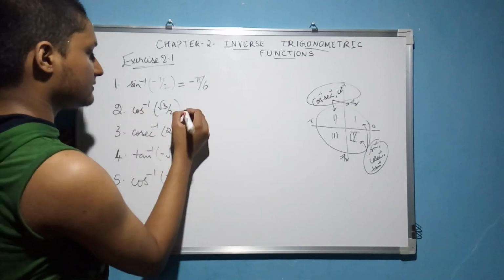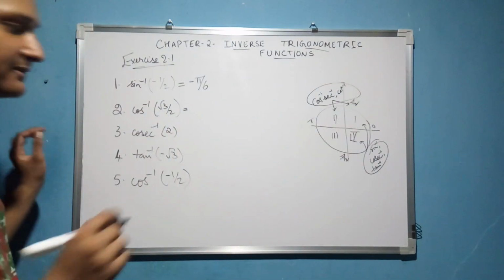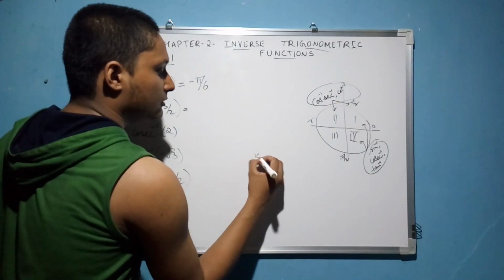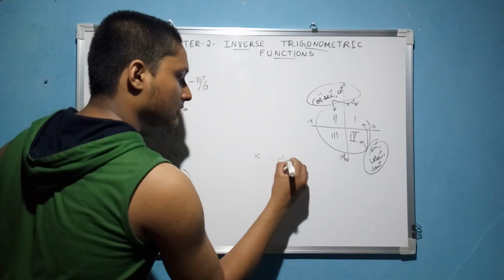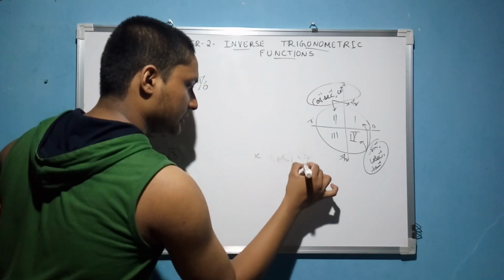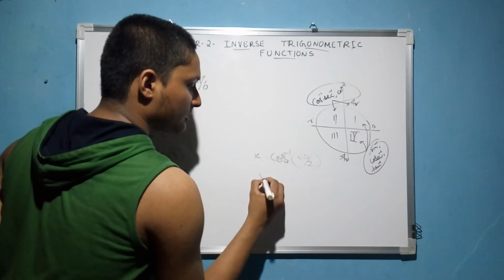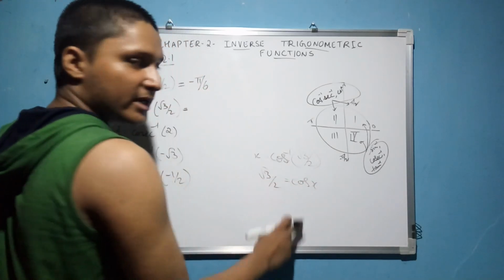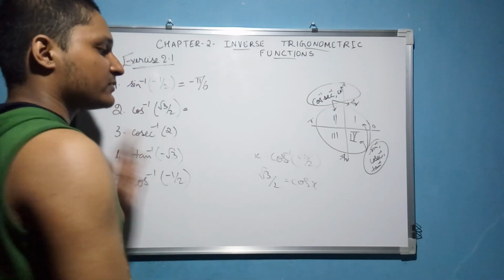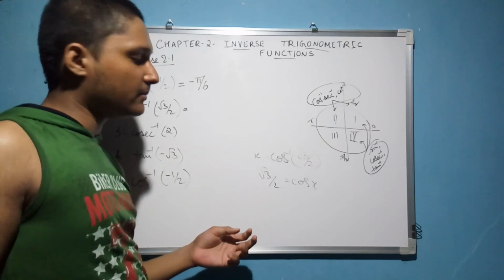So now we have cos inverse of root 3 by 2. What is the meaning of that? If you want to find some value of x for which cos inverse of that function is root 3 by 2, therefore root 3 by 2 is equal to cos of that function, that is root 3 by 2 is equal to cos x. So some value of x for which its cos is root 3 by 2.